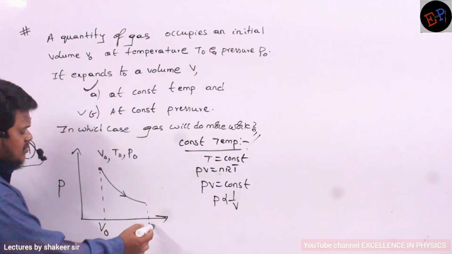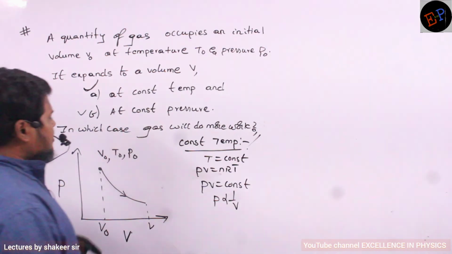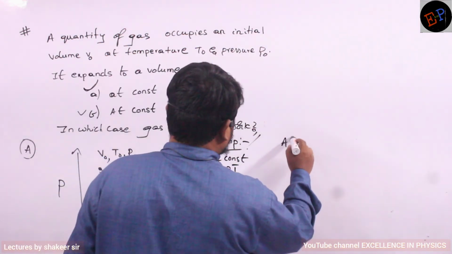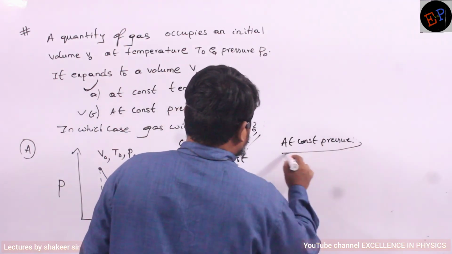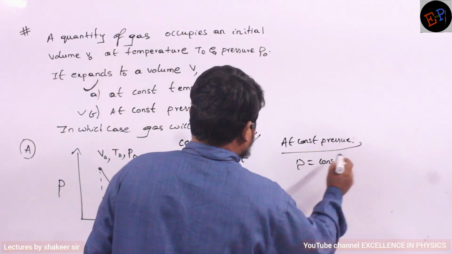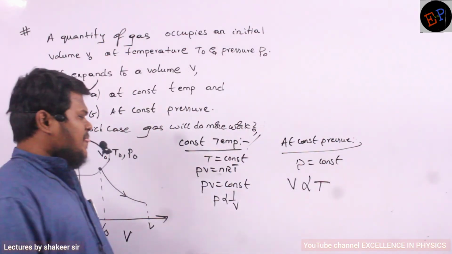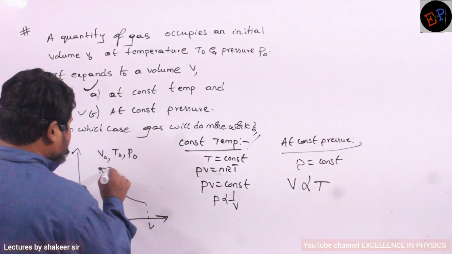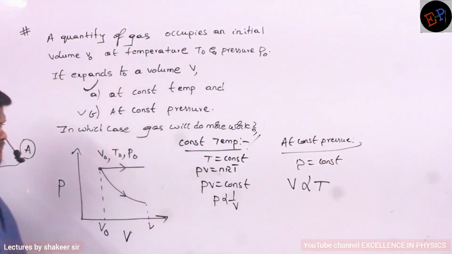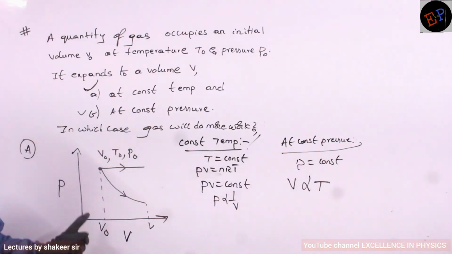And final volume is V. This is the graph. Is it clear? Now, what is the second condition at constant pressure? At a constant pressure. So constant pressure means what? P is a constant. So therefore, volume is directly proportional to temperature in ideal gas equation. So if volume is directly proportional to temperature and pressure is a constant, then how do I have to draw the graph? This is the method in which I have to draw the graph, no? Clear, no? Why? Pressure is a constant. Only volume is increasing.